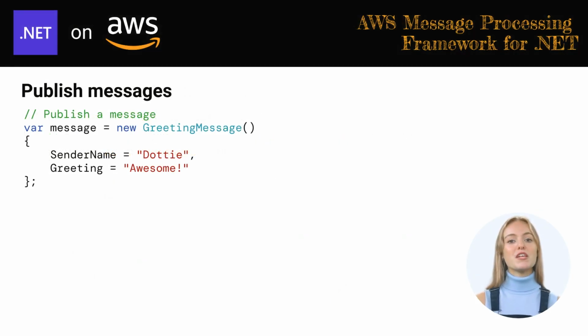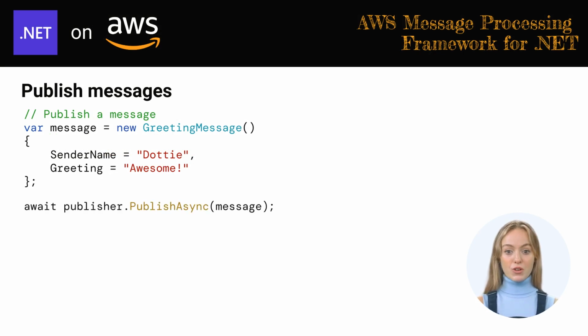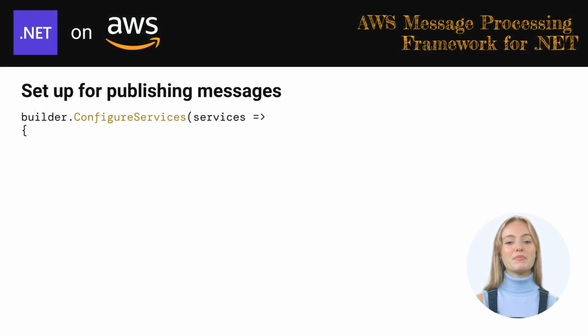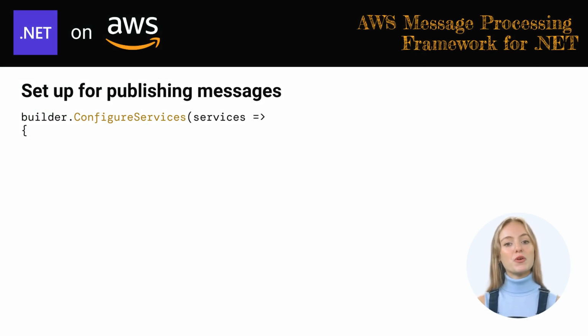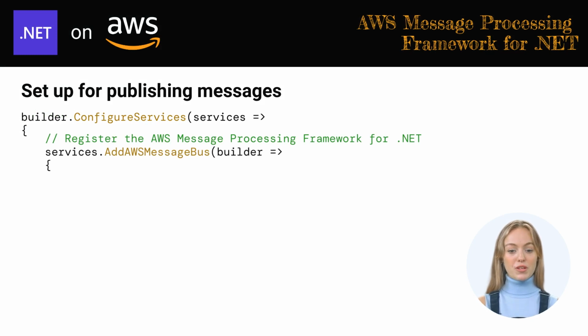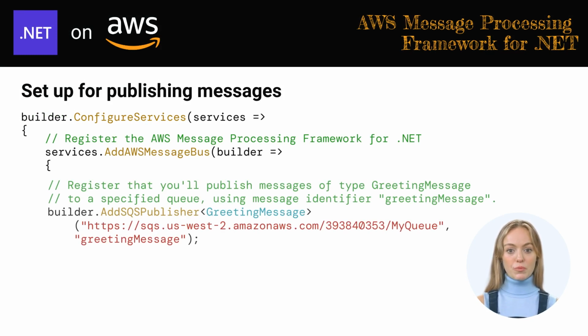To publish a message, simply create your message object, then call PublishAsync on the message publisher the framework creates for you. To set up this publisher, in your app setup under ConfigureServices, you'll again use AddAWSMessageBus. You'll register a publisher. In this case, an SQS publisher.